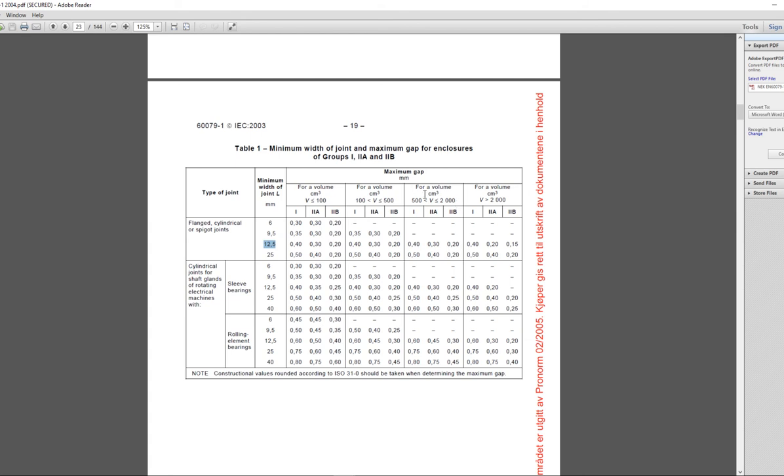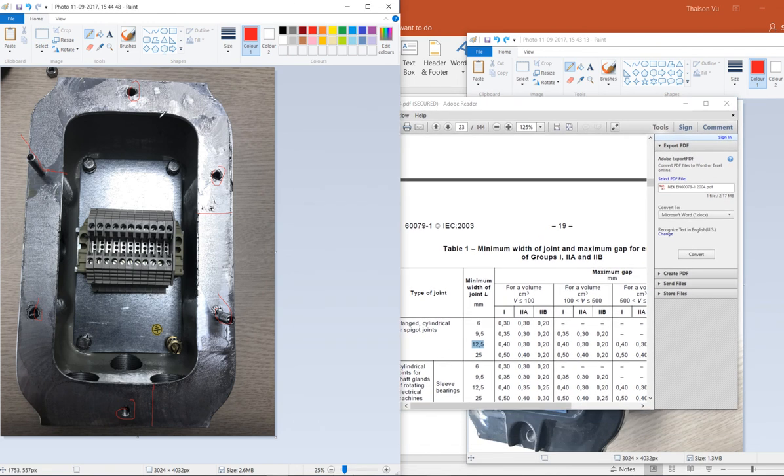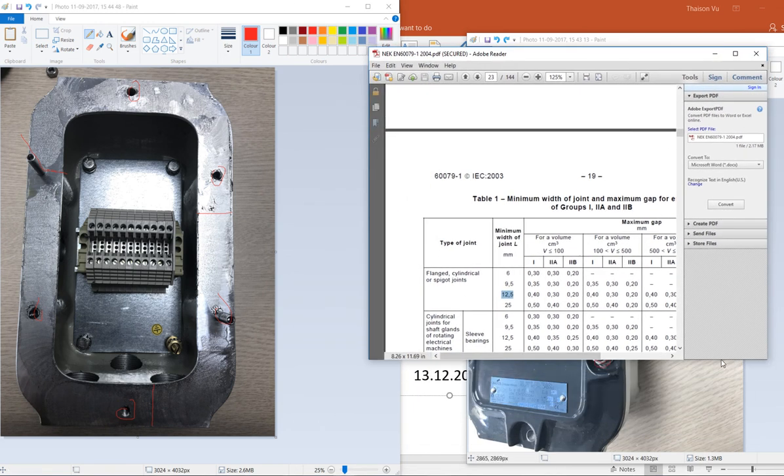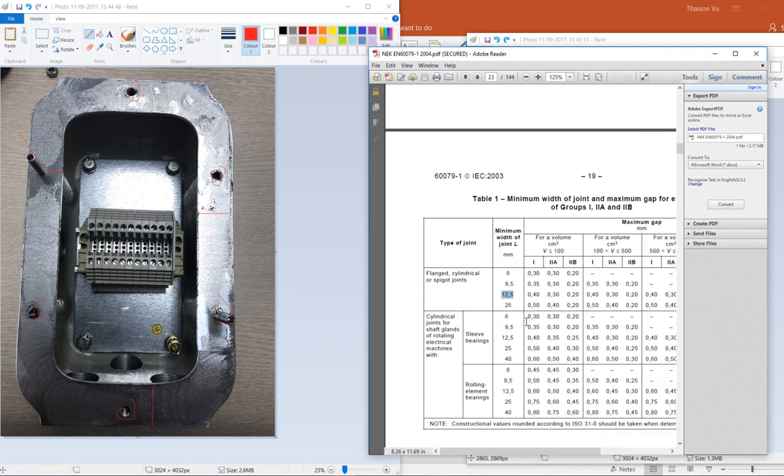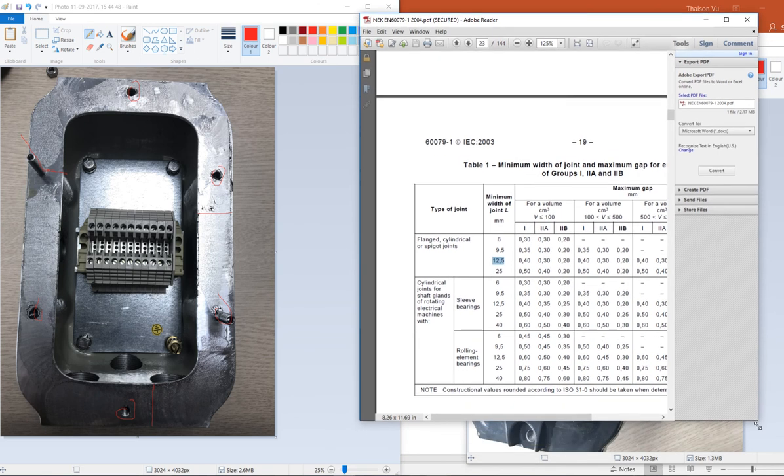millimeters. So you see you have volume, what kind of joint, flange joints, the gas group, and here 0.2 is the minimum gap. But right now we don't look at the gap. We look at the minimum width, which is 12.5. This means that the shortest one, you can have a longer one if you want to. The longer, the better it is.